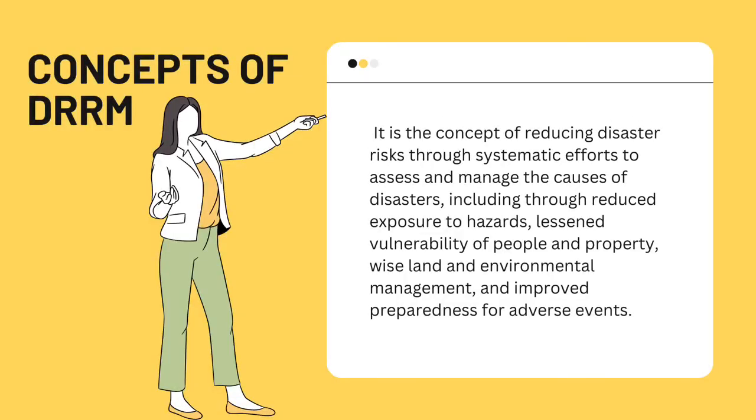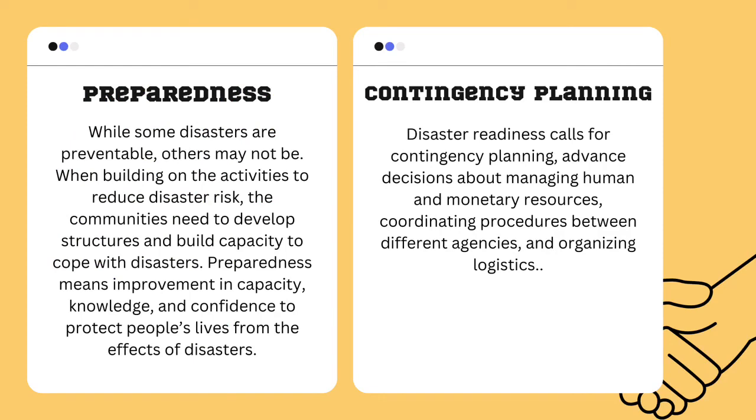The concept of the DRRM. It is the concept of reducing disaster risk through systematic efforts to analyze and manage the causes of disaster, including through reduced exposure to hazards, lessened vulnerability of people and property, wise land and environmental management, and improved preparedness for adverse events. First is the preparedness.